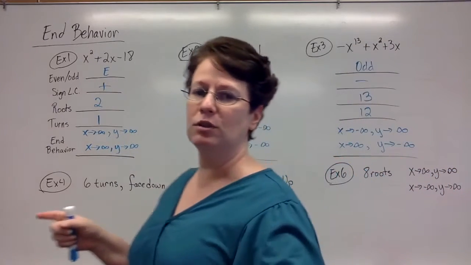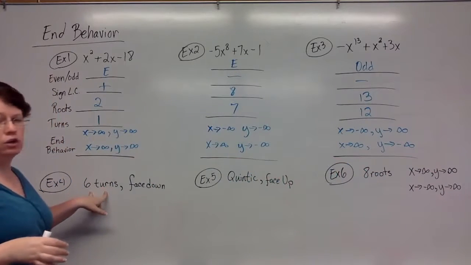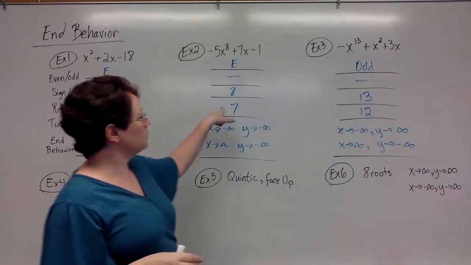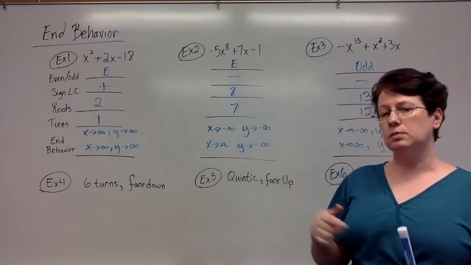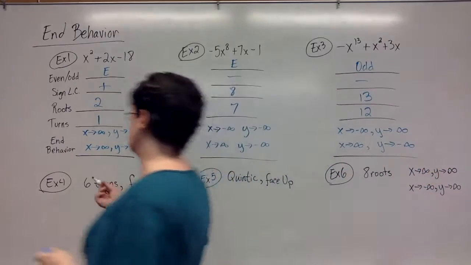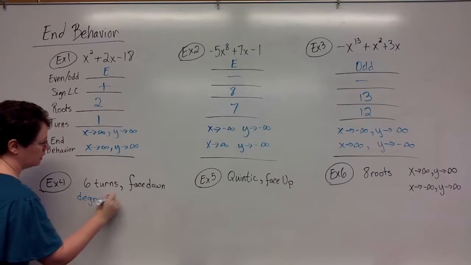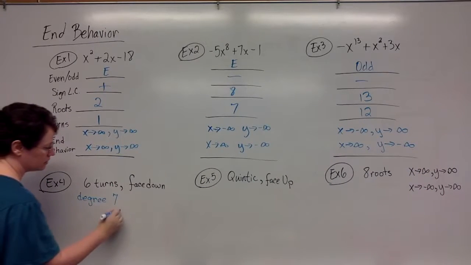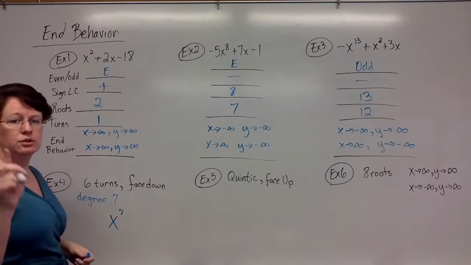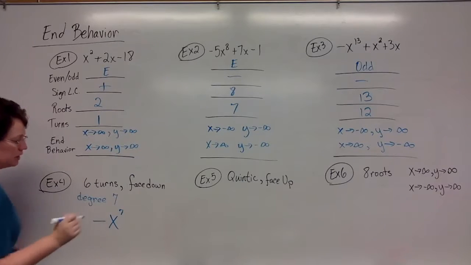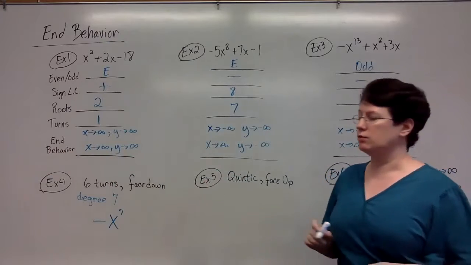Okay, so remember I told you that we could describe a graph and figure out what it basically looks like. It has 6 terms. Okay, remember the number of terms is the degree minus 1. So if I know I have 6 terms, what's my degree? Yeah, my degree is 7. So I know I have an x to the 7th power. All right, and it faces down. So down means the positive side's going down.